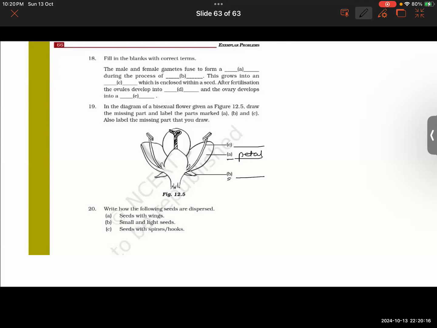Good. Sir, C1, that is a filament. That is the filament. Good. Sir, B, that is sepals. And that is sepal. Well done.